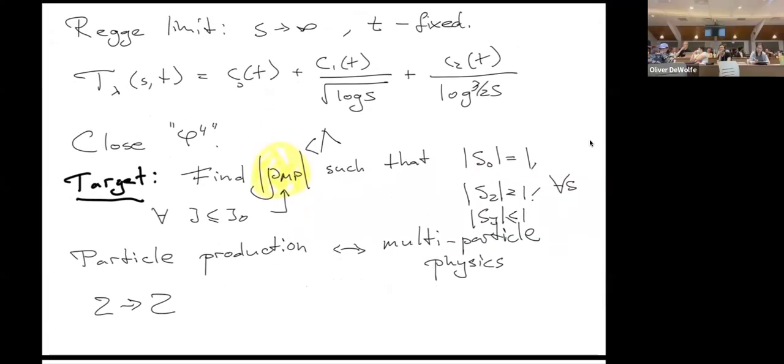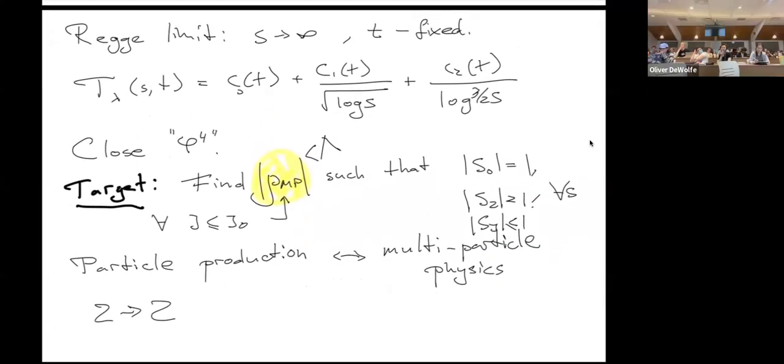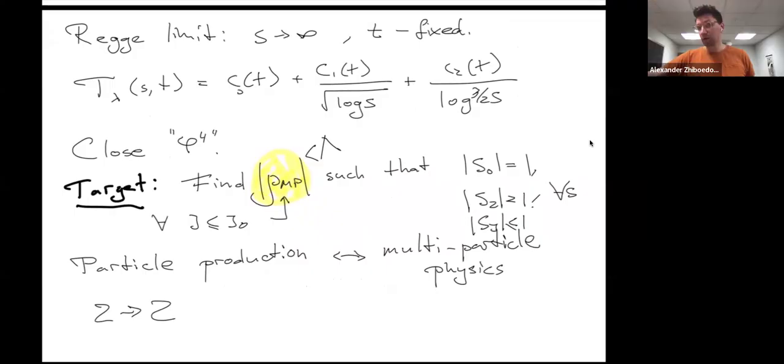Sorry, another question. So are you saying that you can set any number of S_J equal to 1, or can you tell it, for example, just give me S2 equals to 1, or independently, just give me S4 equals to 1, but you can't say, for example, give me S0, S2, S5, S7 equal to 1?